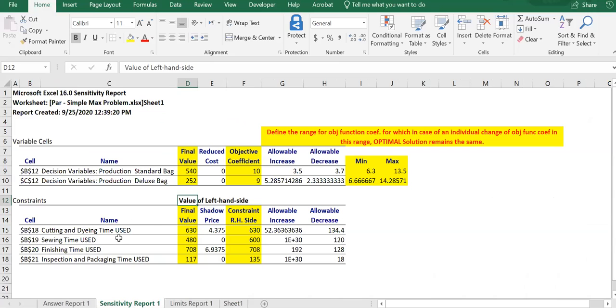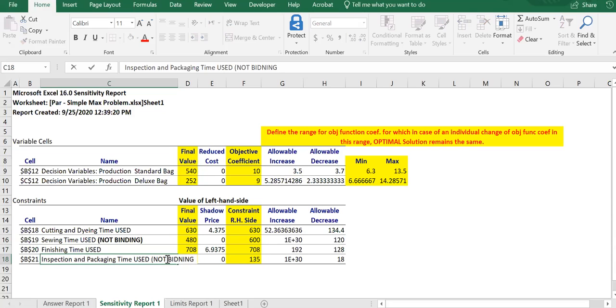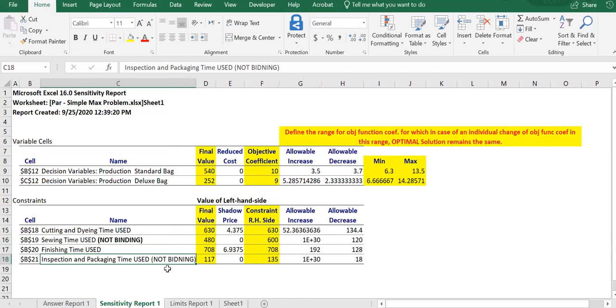So this is not binding. You can say from here that this is not binding. Why? Because we're not using all the resource that we have available, right? And this is not binding. And then this one is binding. Everything that we have available, we're using. This one, again, is not binding. It's probably better if you don't need to specify binding and not binding, but I'm going to use this because I have a point to make later when I'm talking about shadow price.